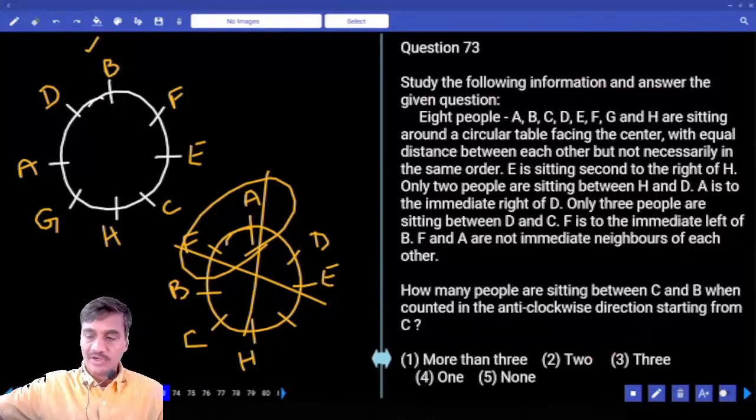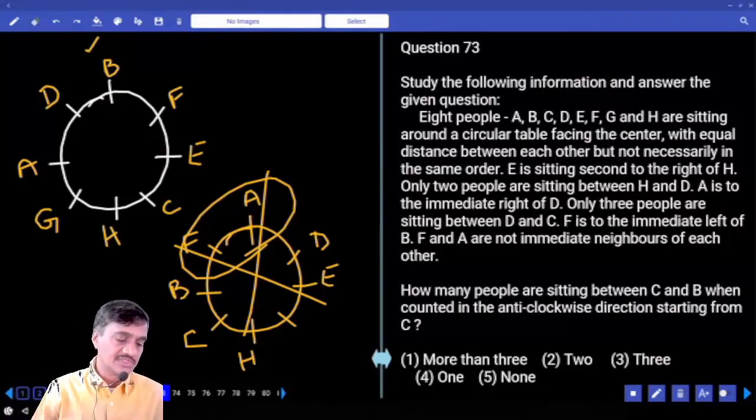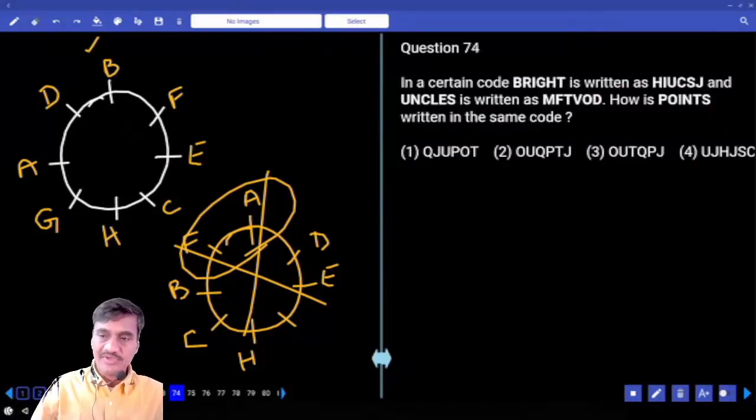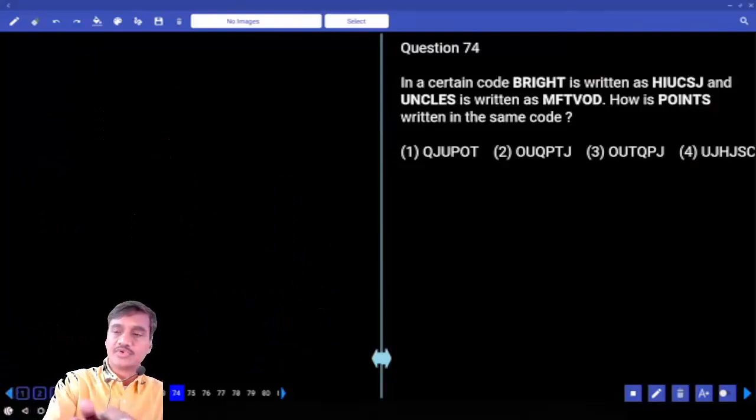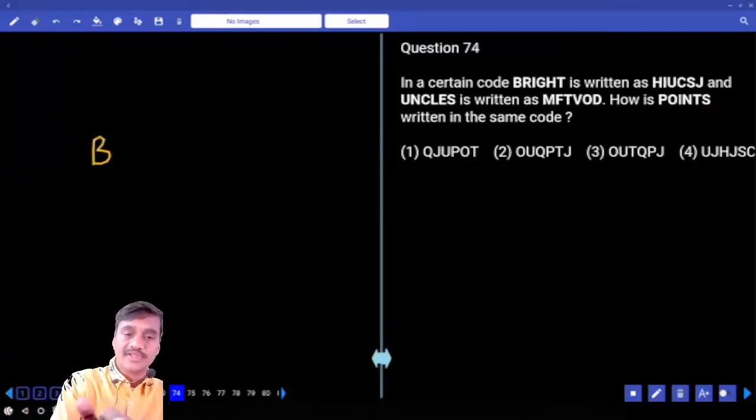Then 73, how many people are sitting between C and B when counted anti-clockwise from C? C and B in the anti-clockwise direction, how many people? 2 people, A and F. Choice 2, question number 73. Then 74, now it is based on single question coding and decoding. What is the word we have? Bright.